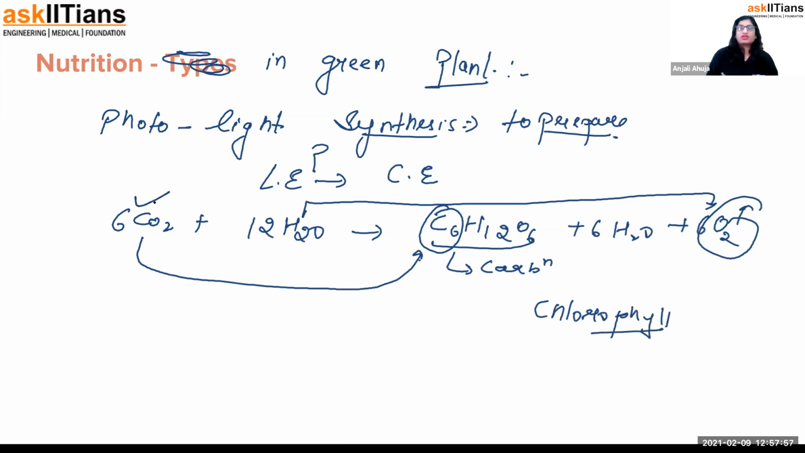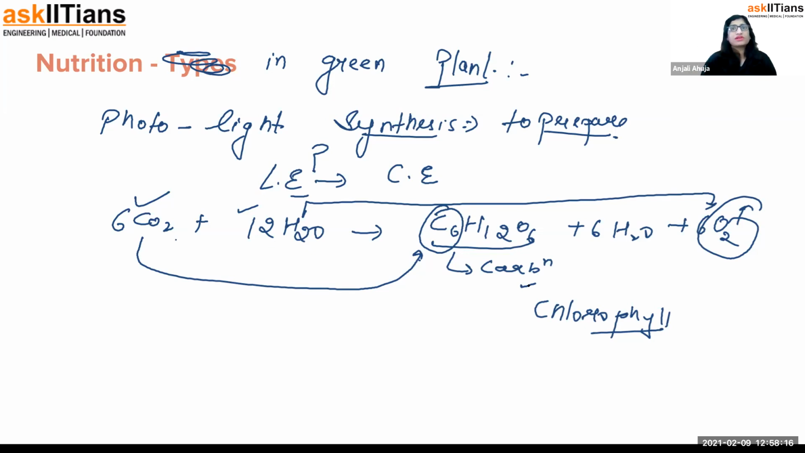See, CO2 used to come through the stomata. Water molecules are also absorbed through the roots. Three things are required, na? Carbon dioxide, H2O, and light energy. And light energy is entrapped by chlorophyll. So these three things are coming from different ways. They react together internally.